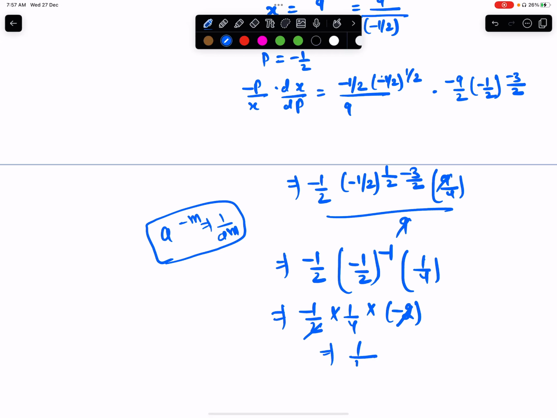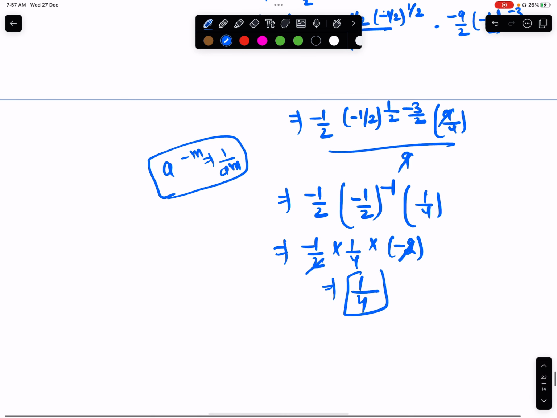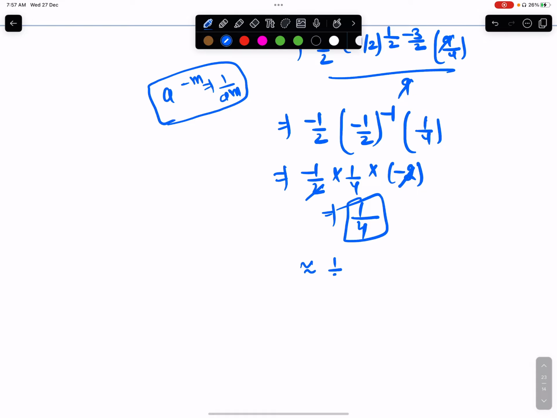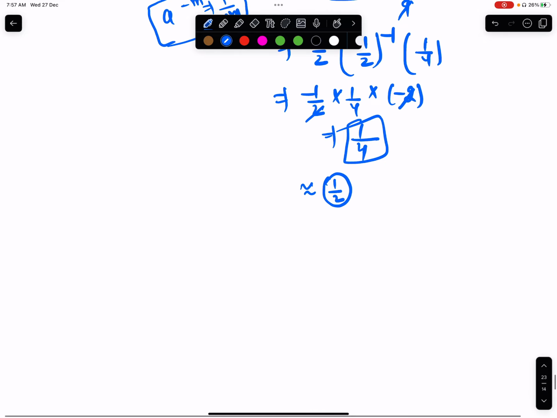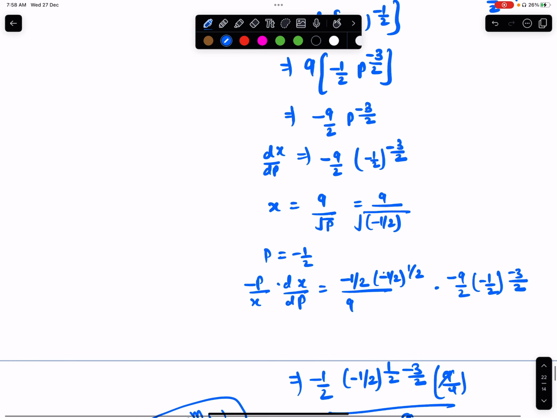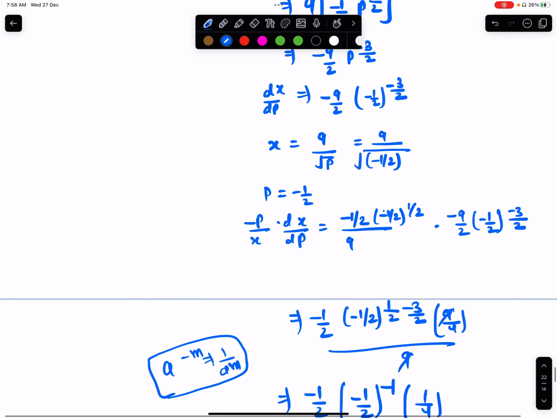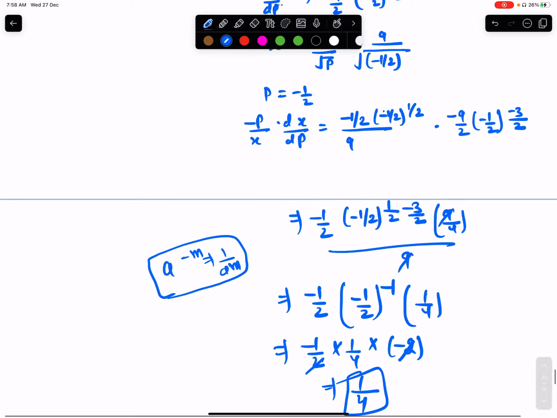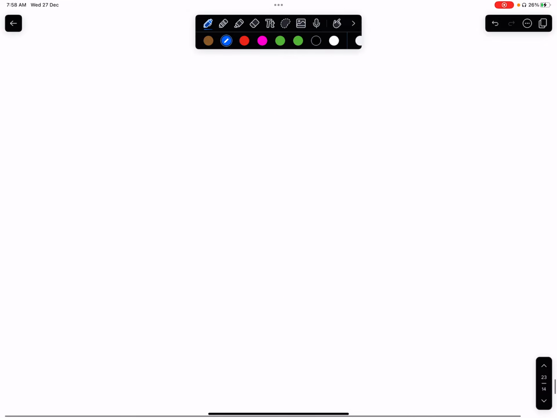There may be some calculation mistake. So after solving this correctly, we will get the answer approximately as 1 by 2. Let's check this. Here we have minus 9 by 2 raised to the power minus 3 by 2. Okay, let's solve another question.